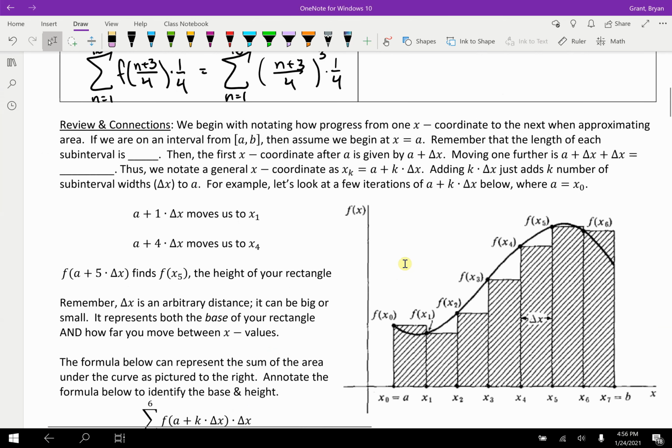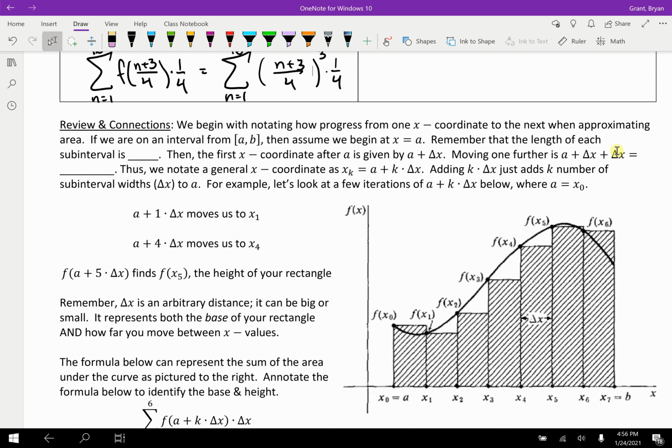There's going to be a bit of notation on this first page, and then we'll really look at one example, and then we're actually done with notes for today, and most of it is going to be you guys practicing. So let's begin. We're going to first look at how we can notate moving from one x-coordinate to the next, so moving along the x-axis when you're approximating the area. Now, we've actually done this before, but we're going to formalize this here.